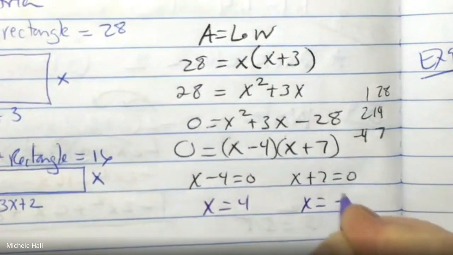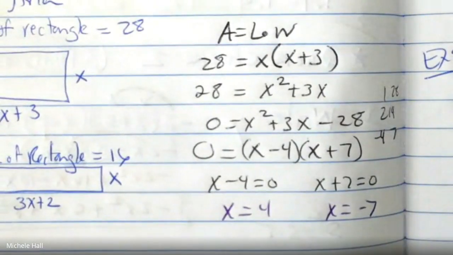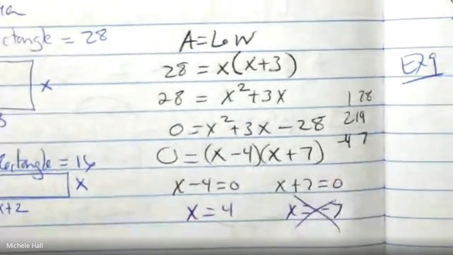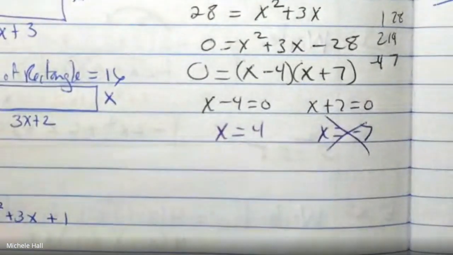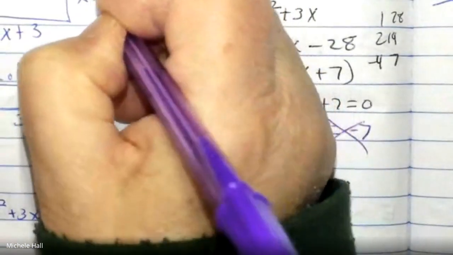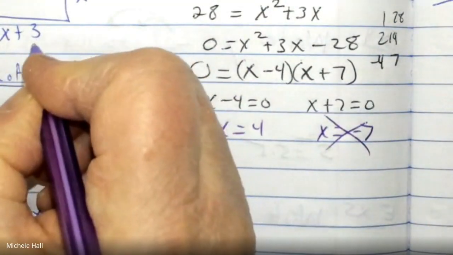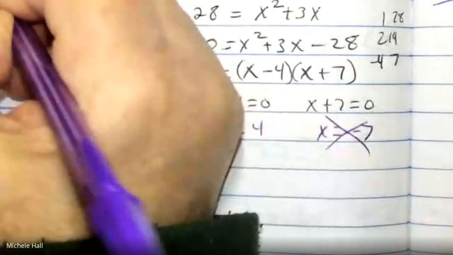Which answer is it going to be? Why 4? Can't have a negative side. So x equals 4 is the answer I'm going to use. I can't have a negative side. And it said find the area, so that would be 4 times 7. So the area would be 28.